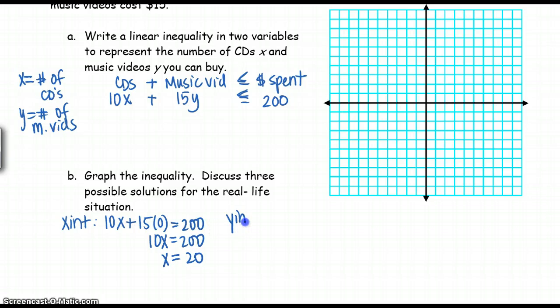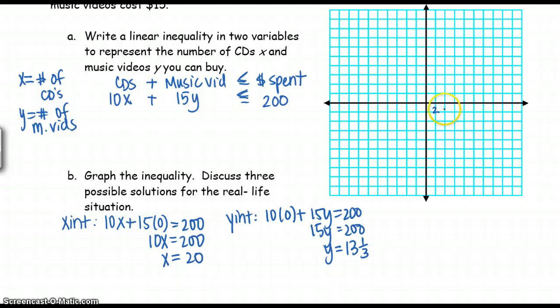To find the y-intercept, we're going to substitute in 0 for x. When we do this, it does come out to be a decimal or a fraction. I'm going to leave mine as a fraction, 13 1/3. Looking at the graph, we're not going to be able to go by ones, but we should be okay if we go by 2. So 2, 4, 6, 8, 10, 12, 14, 16, 18, and 20.